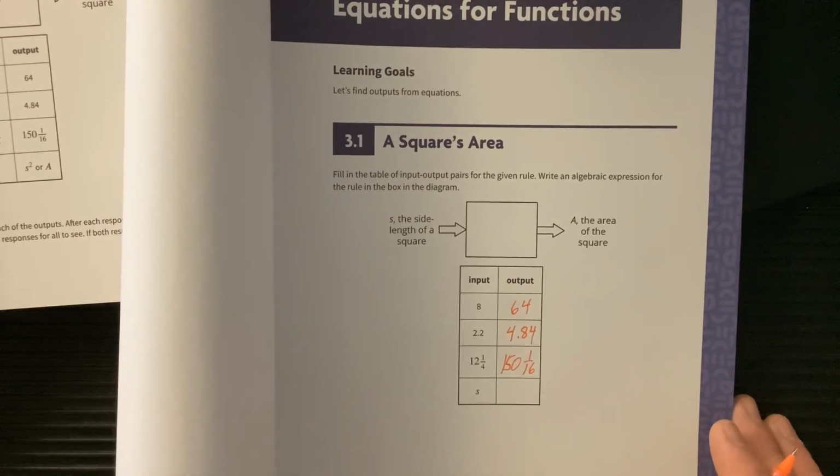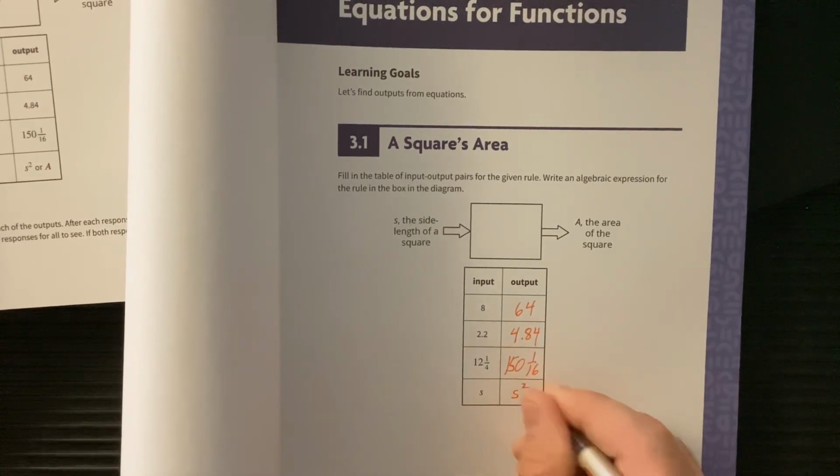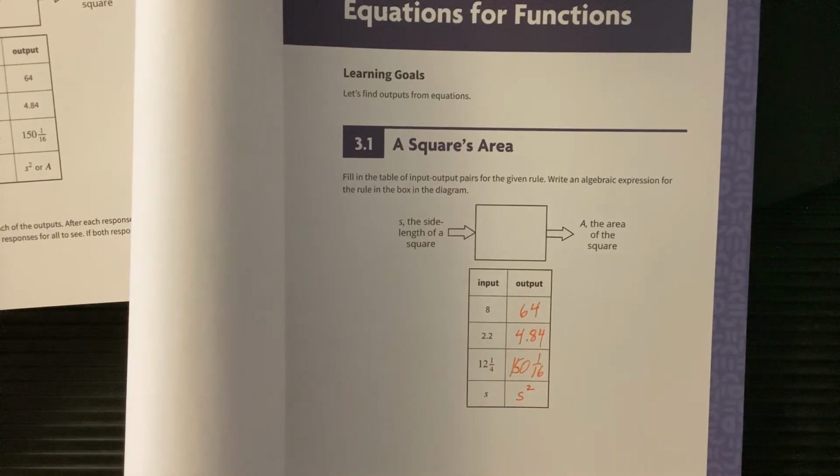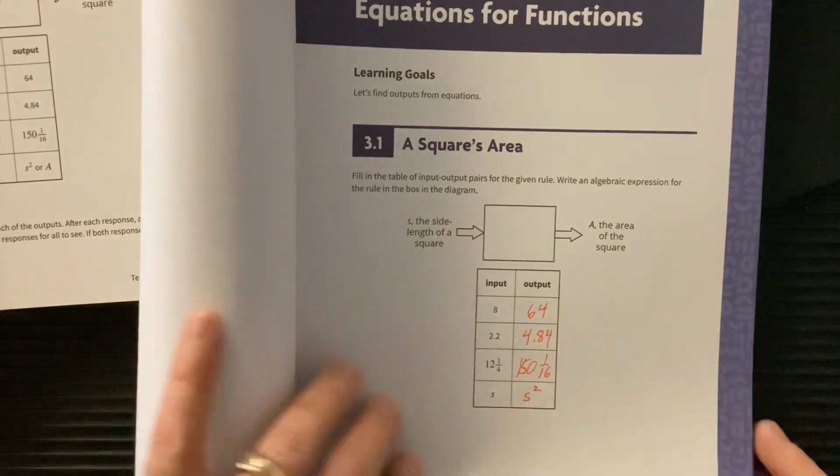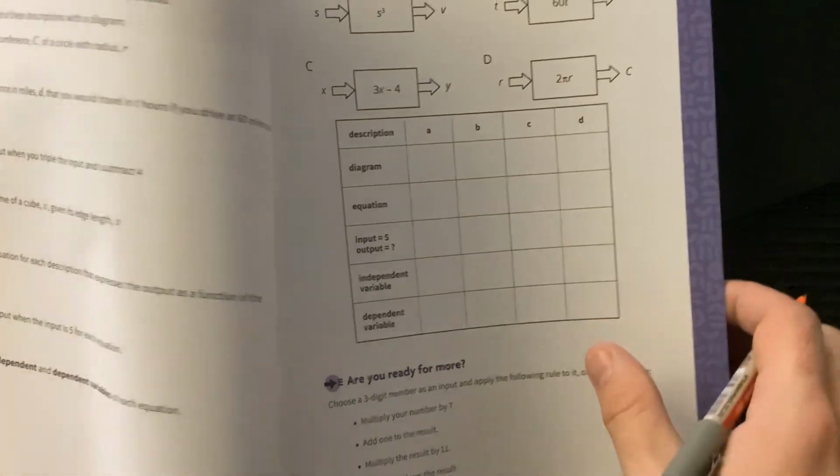How about if the side is s? What's s times s? S squared, absolutely. And then that's the equation, right? Side squared to get the area of a square. Next page.